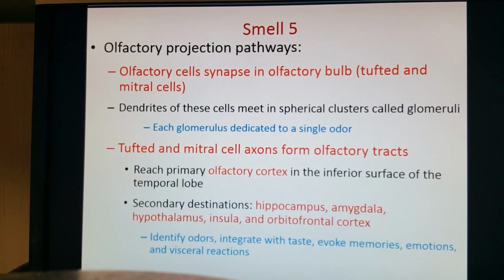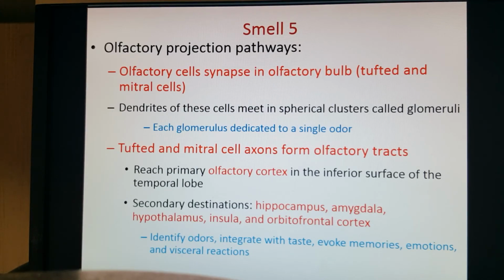Yep. Okay. So, olfactory projection pathway. From your olfactory cells, they'll synapse in that olfactory bulb. And then it synapses onto a glomerulus in that bulb. So, it helps to code what the particular odor is. Then, that odor is sent to the olfactory cortex in the temporal lobe. Then, also sent to other locations in your brain.